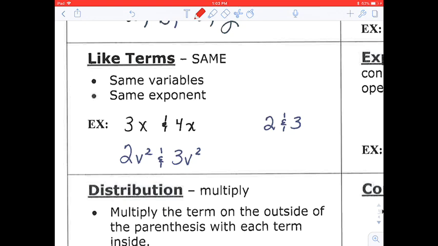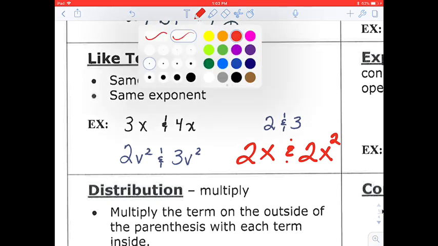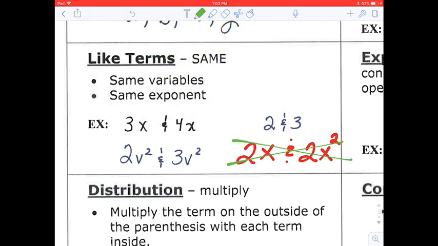However, if I see something like 2x and 2x squared, those are not like terms. They both have x's, but their exponents do not match. They are not going to be like terms even though they have the same variable.